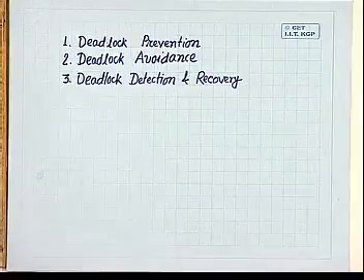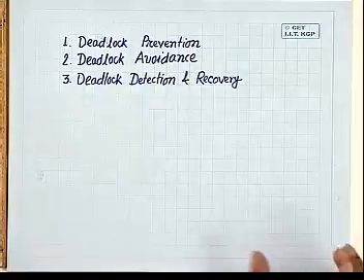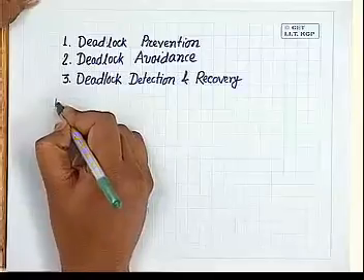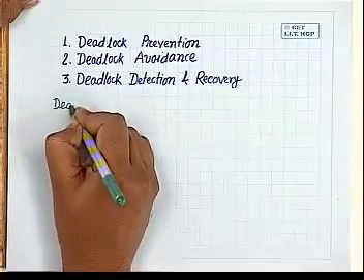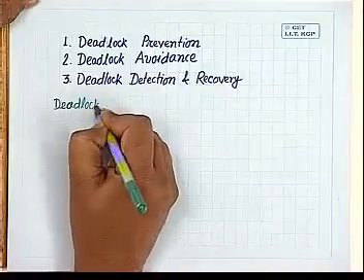Now first let us see what deadlock prevention is, whether by some means we can break any of the 4 conditions which are responsible for the occurrence of deadlock. So we first consider this deadlock prevention technique.